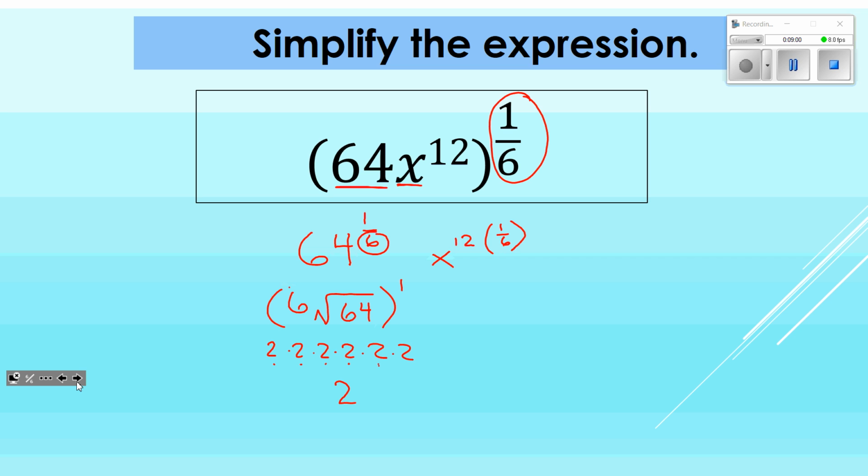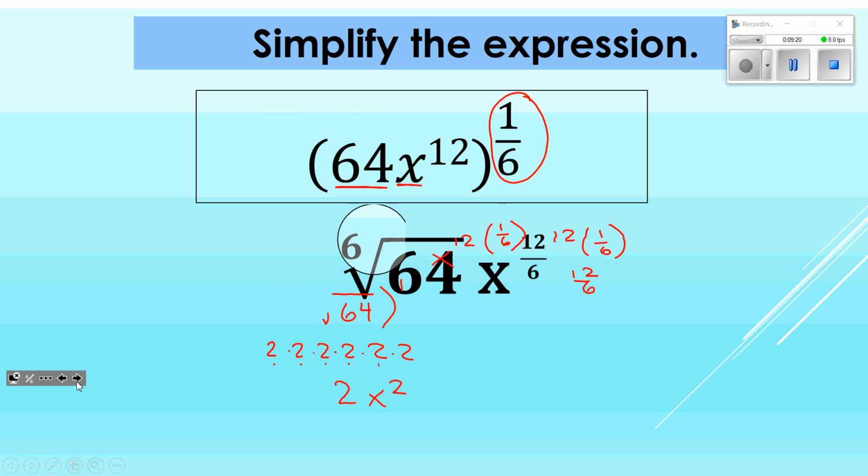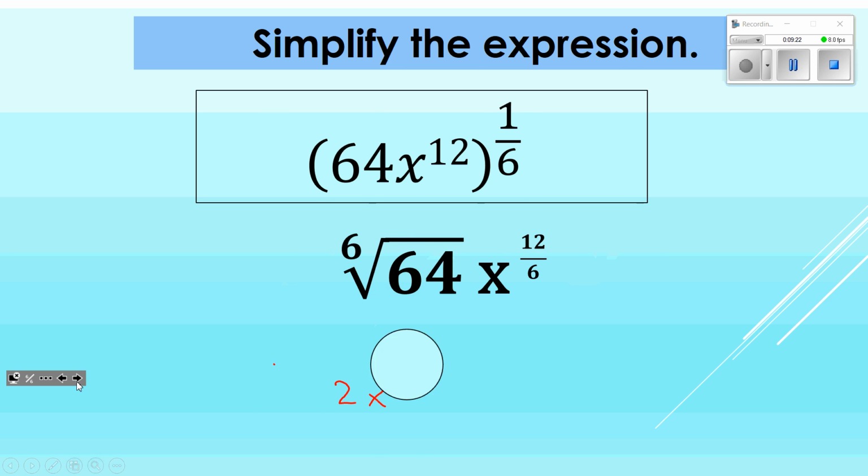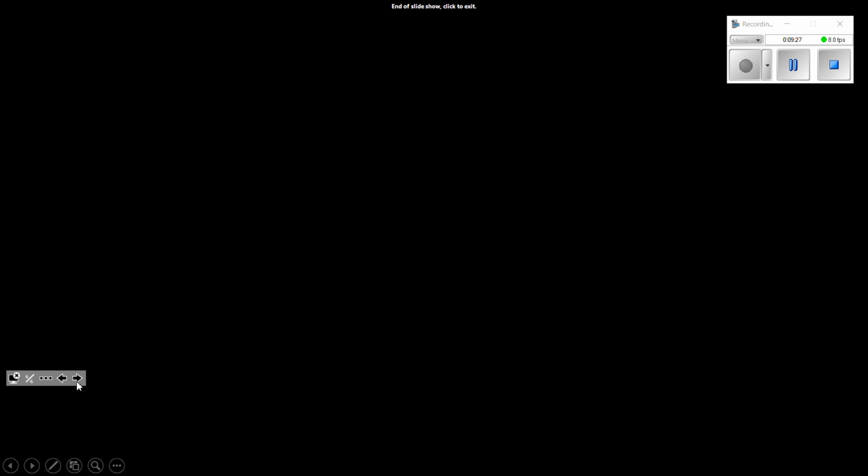If we look over here, we have x to the 12th power raised to the 1/6 power. If we multiply 12 times 1/6, you're going to get 12 divided by 6, which of course is 2. So we simply have x squared. And that's your final answer. Let me erase all this so you can see this again if you want it in review. I hope that helps just to take what we learned yesterday and to just add some more practice to it.